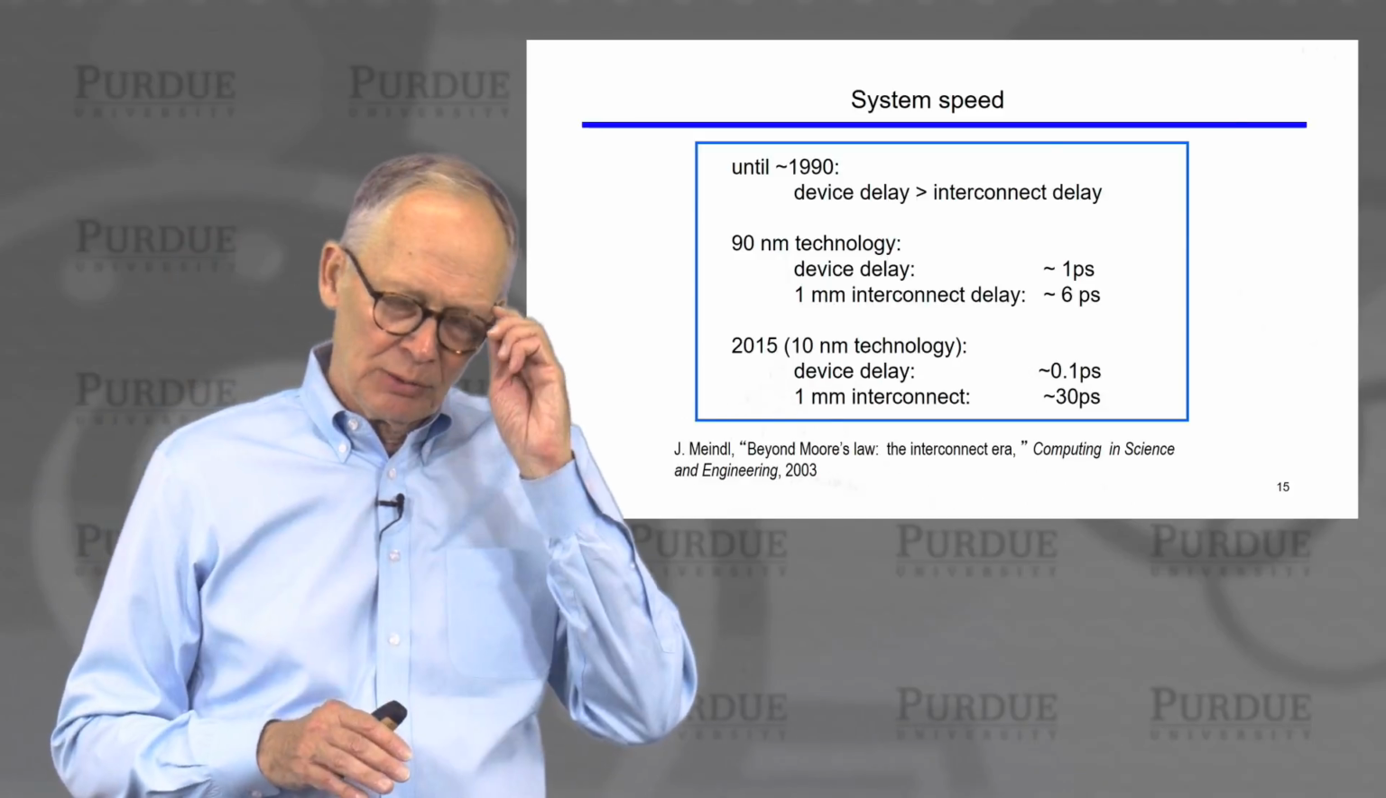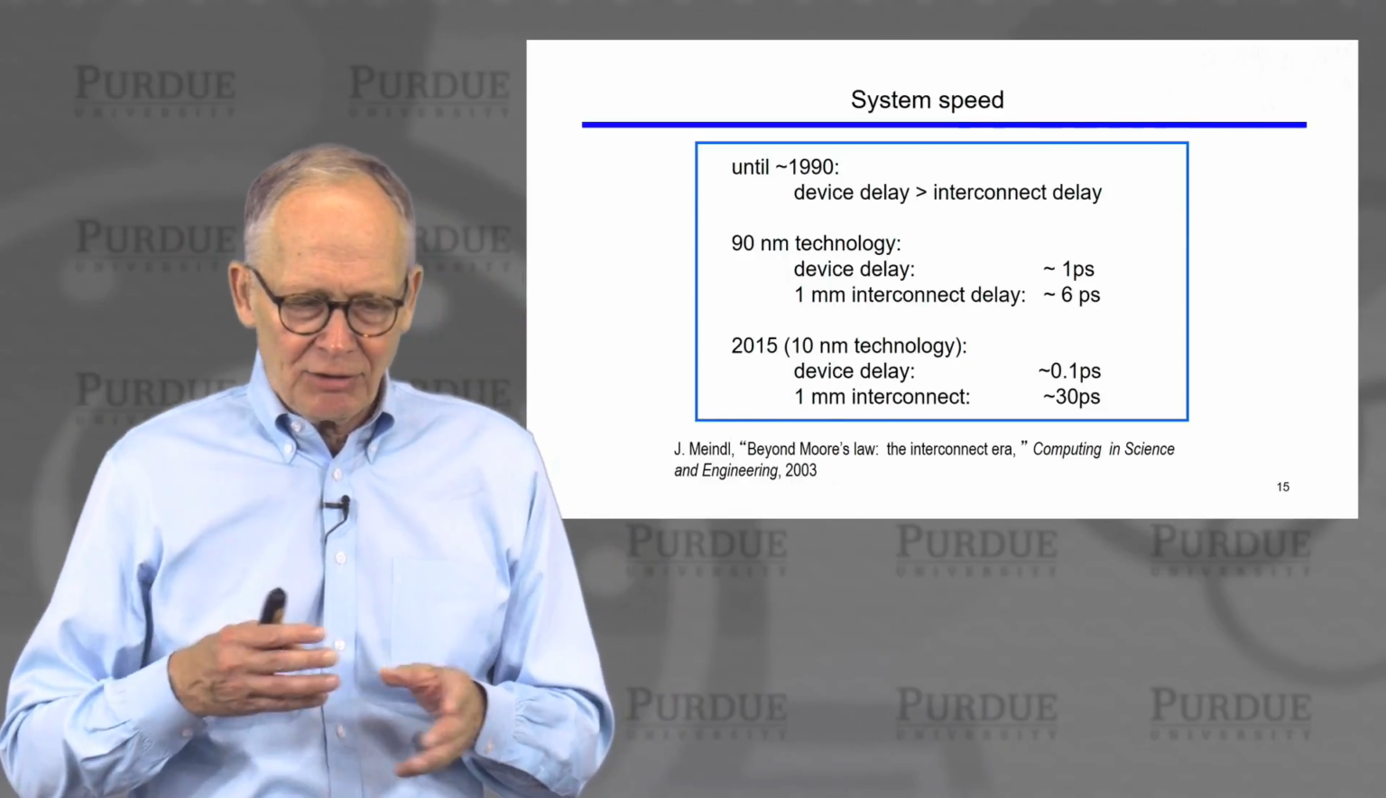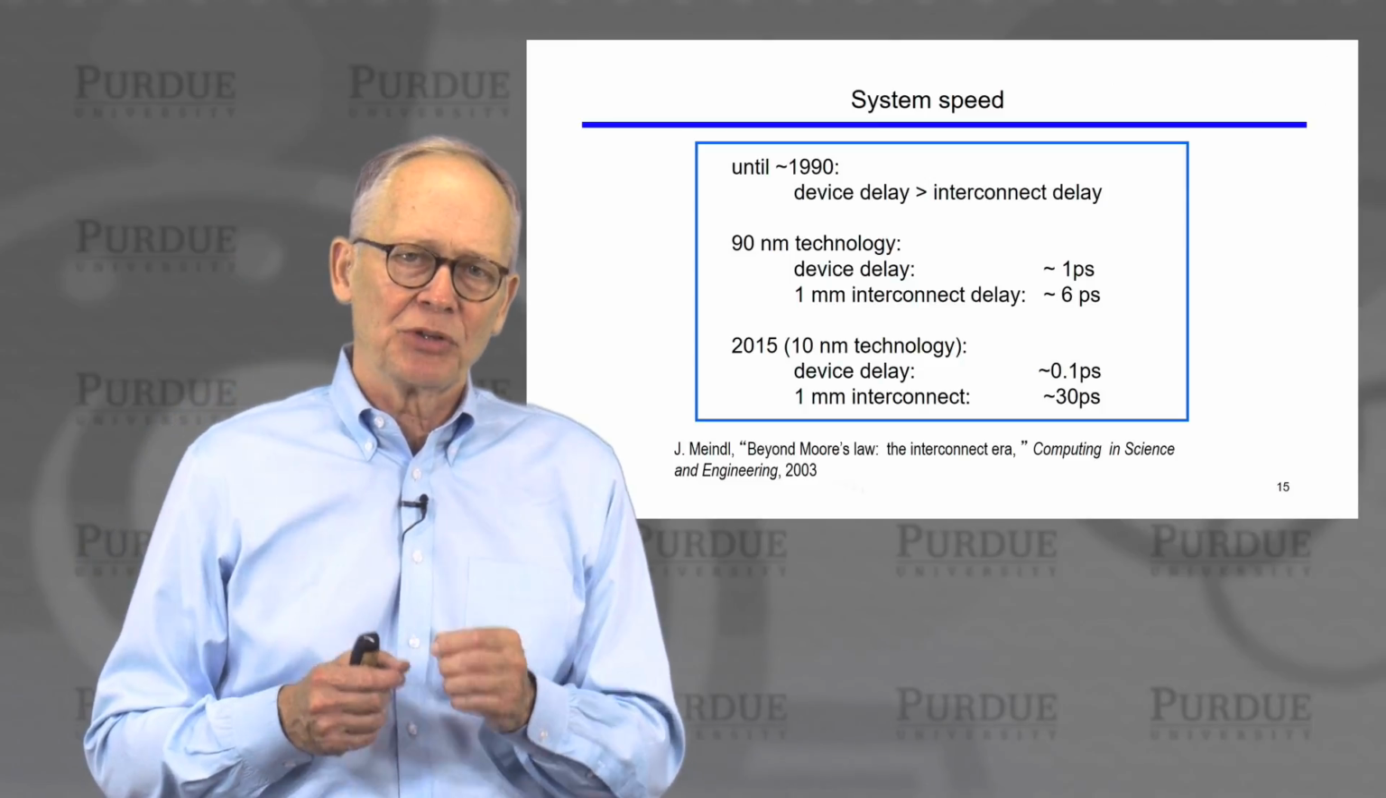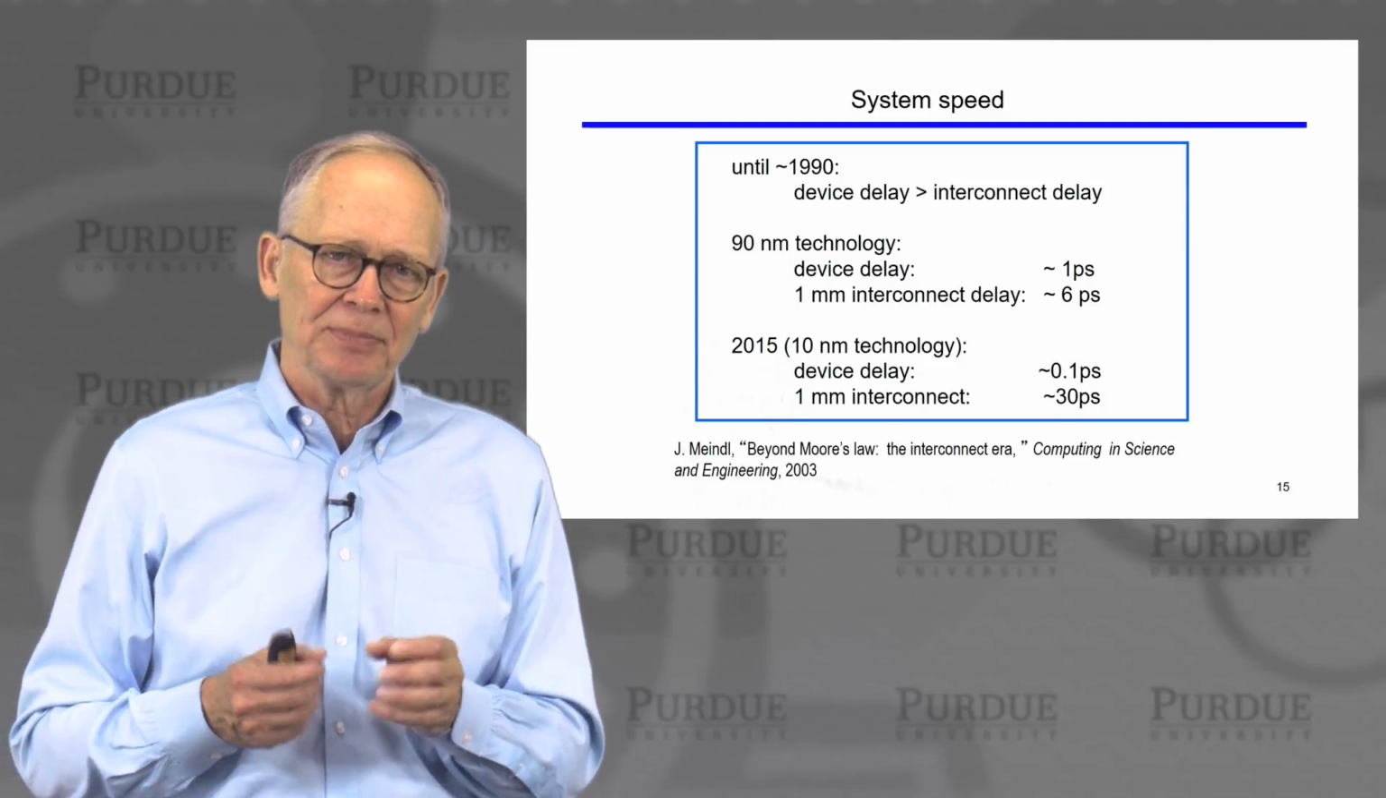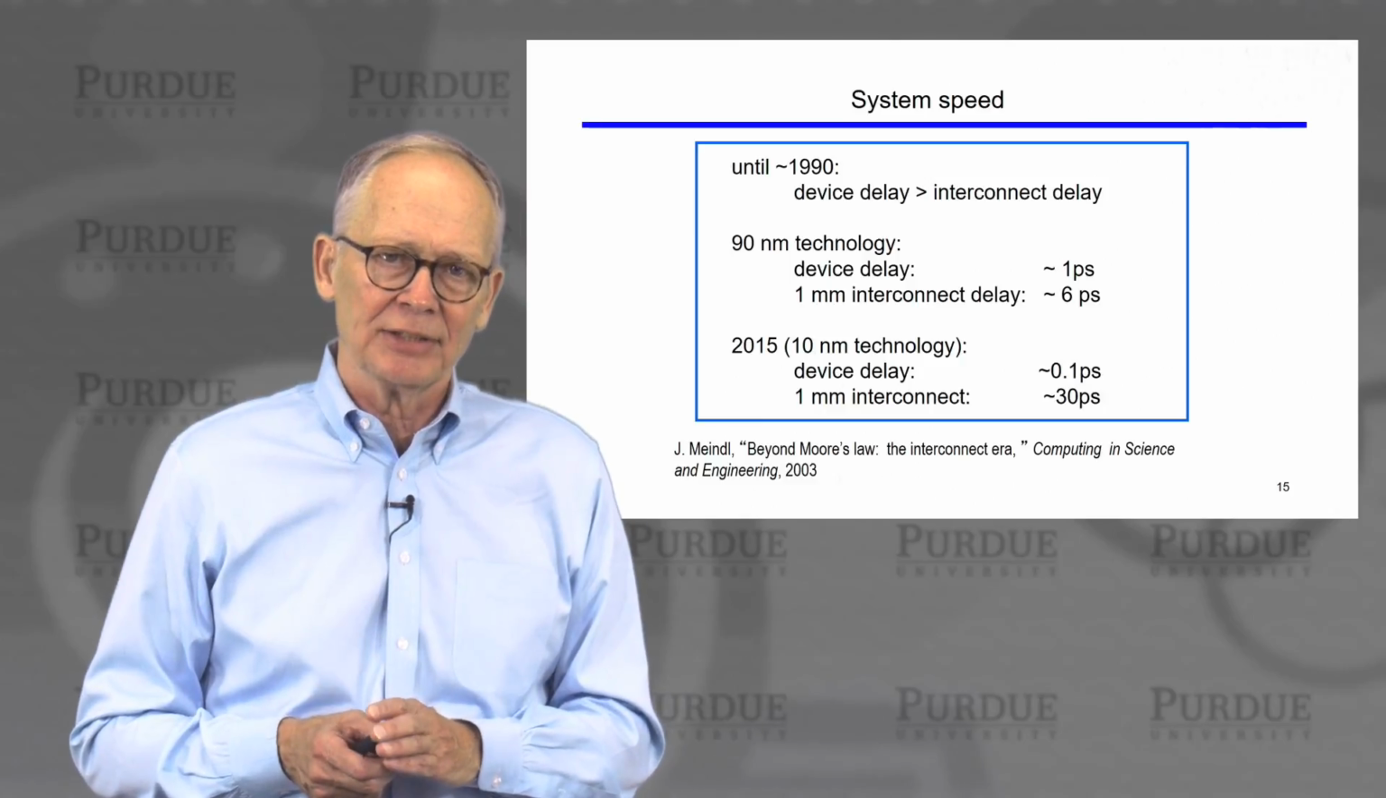Now, I'll just mention, although I won't say very much about this, there are also speed considerations with all of the wires that are used to connect up the various transistors and gates in an integrated circuit chip.